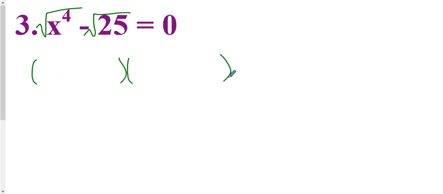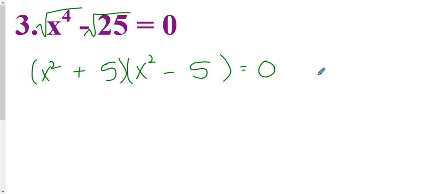Whenever we do difference of squares, we write them twice, and then our signs are one plus and one minus. The square root of x to the 4th is x squared. The square root of 25 is 5. And again, one is plus, one is minus, and I equal 0. From here, I'm going to set my factors equal to 0 so that now I can solve for my variable.